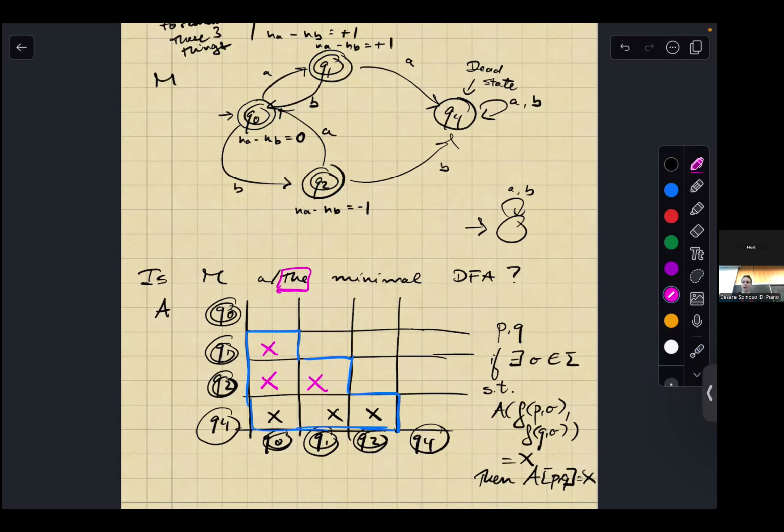So that's great. We're happy that it's minimal. Any questions about minimization? No? Okay.